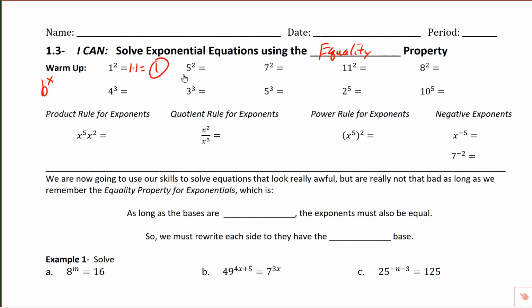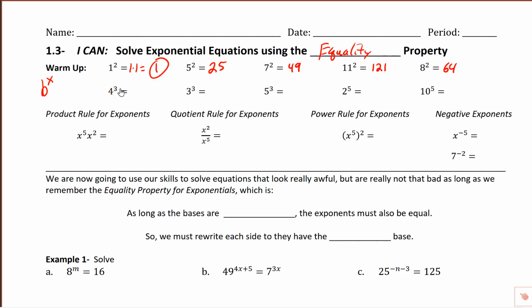Use the 5 twice. So that's going to be 5 times 5. So that'll be 25. 7 squared. Use the 7 twice. So that's going to be 49. Again, we're not multiplying the two numbers together. We're multiplying 7 by itself twice. And then 11 squared, 121. 8 squared is going to be 64. And again, if you don't have these memorized, that's totally okay. Grab a calculator, maybe write down a list of tables and stuff like that.